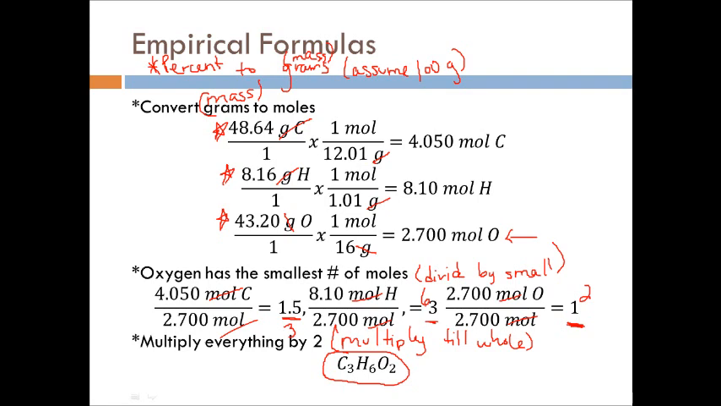Okay, so once you get these numbers at the end, you just basically write them in a formula. It doesn't really matter what order they go in. Typically carbon goes first, but you won't be docked points if you put hydrogen first or something else.